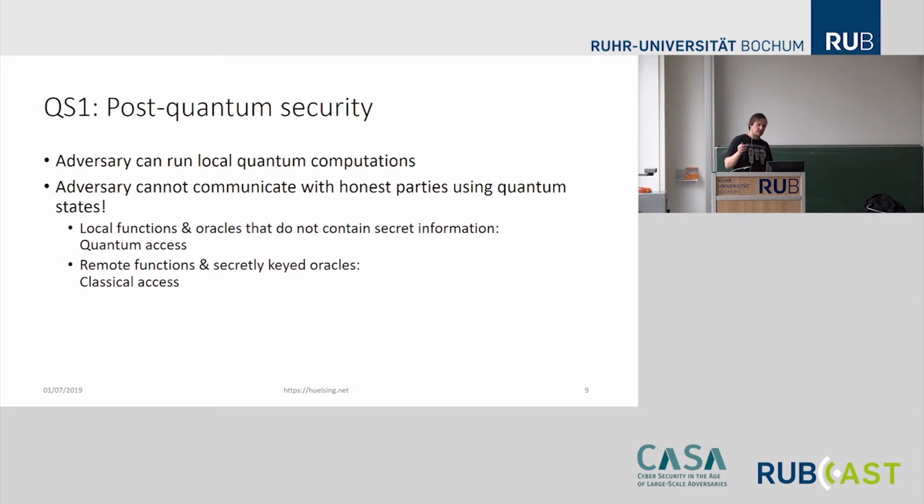So all kinds of functions that the adversary would normally implement locally, and all kinds of oracles that do not contain secret information, you would give the adversary quantum access. And for all kinds of remote functions or oracles which are secretly keyed, so think about the decryption oracle in some CCA game, you just get classical access.